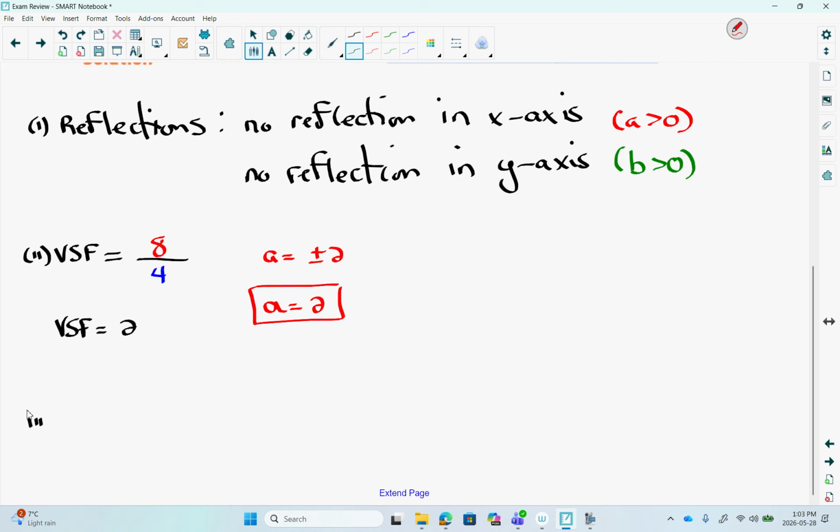Step 3. I want to go after the parameter B. So in order to figure out B, I need to know the horizontal stretch factor. What's the relationship between B and the horizontal stretch factor? They're what? Reciprocals. Great. Awesome. Okay.